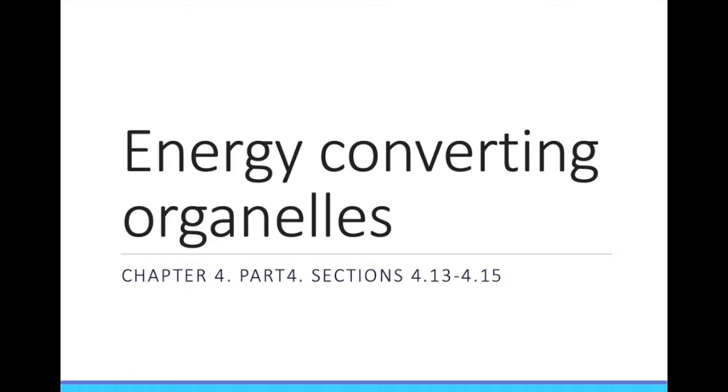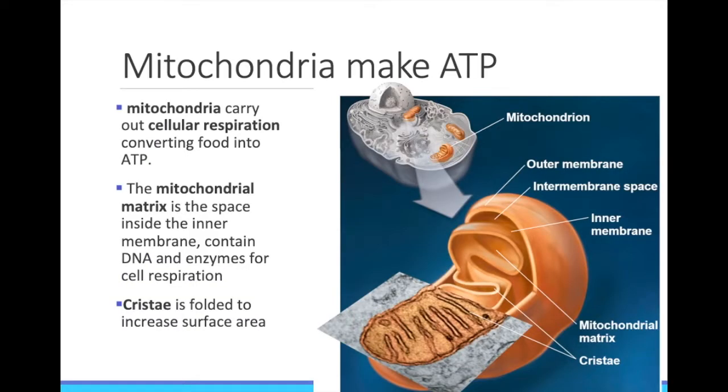There are two special organelles that are involved in energy transactions in the cell. Mitochondria work in a reaction called cellular respiration to make energy for your cells. They are the powerhouse of the cell. They take sugars such as glucose and turn them into ATP.